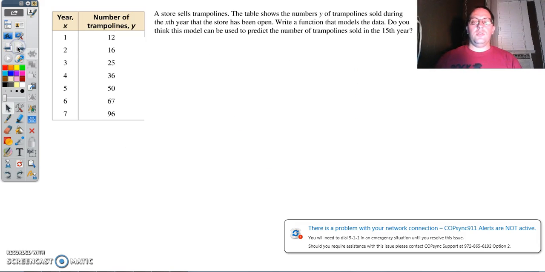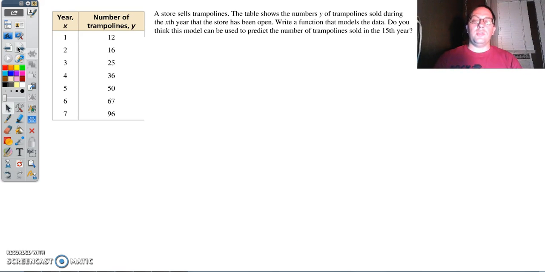Alright, let's take a look at this. Here what we have is some real-world data. The store sells trampolines. The table shows the number y of trampolines sold during the x year that the store has been open. We need to come up with a function that models the data, and then we need to know, can we use this model to predict the number of trampolines sold in year 15?